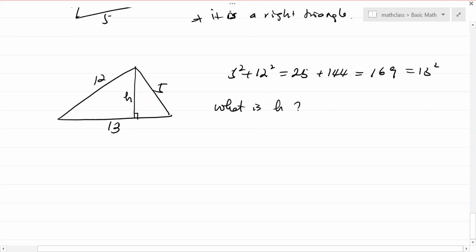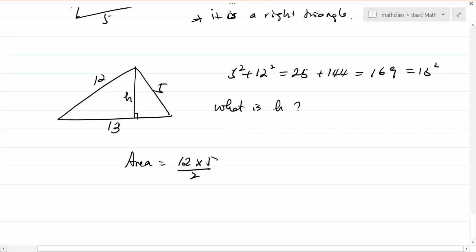All right. Now, it's not trivial, right? Then what is the best way to solve the problem? The best way to solve this problem is to find the area of this triangle. We know this is a right triangle, so the area is going to be 12 times 5 divided by 2, because 5 is going to be the height of this triangle.